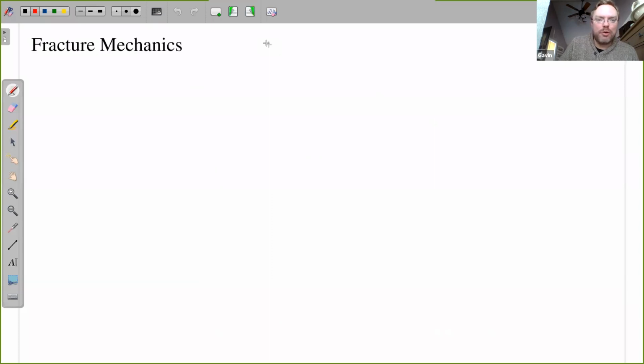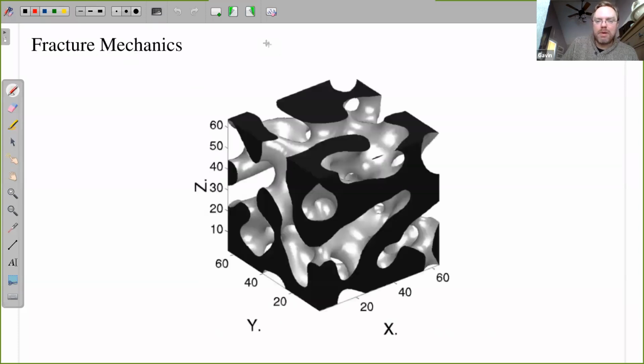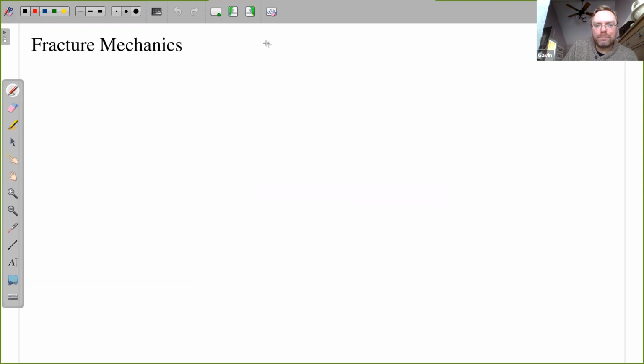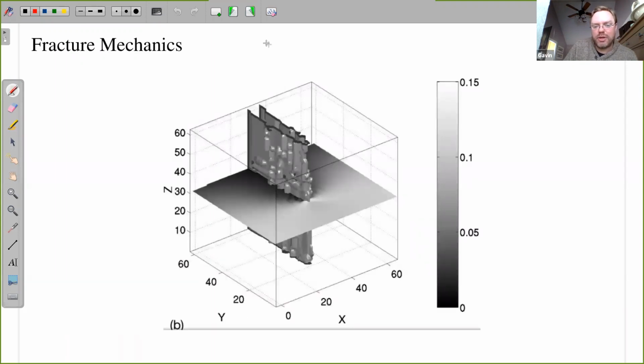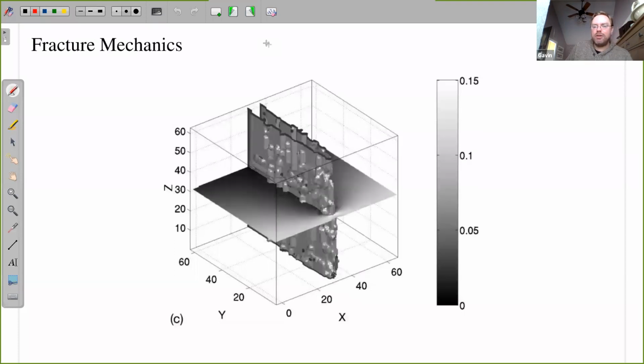Now people talked about fracture mechanics, and so here's a model where this is a polymer blend, so it's just two different polymers blended together, and over time these domains would coarsen, and at some point you can imagine putting a fracture through this, right? And allowing the crack to propagate through these different structures.